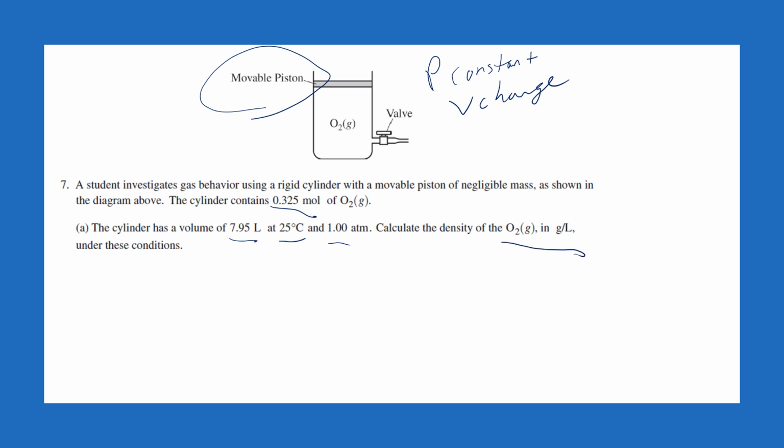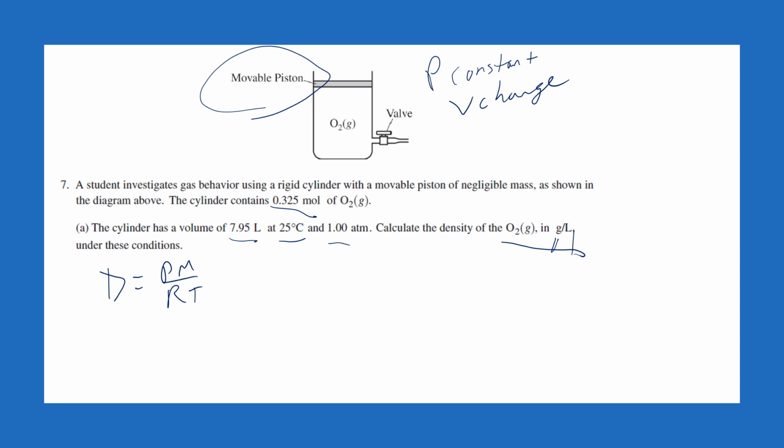There's a couple ways you could do this. I think the quickest way is using the density equation. Density equals PM over RT, but that's not on your equation sheet, so that might be one that you remember for the test. Or you could use PV = nRT to find moles, and then change moles to grams, and then you would divide by the liters to get the density. But density, I think, is a little easier this way.